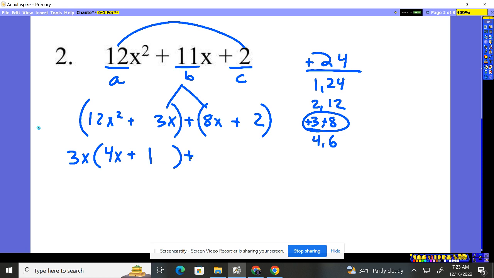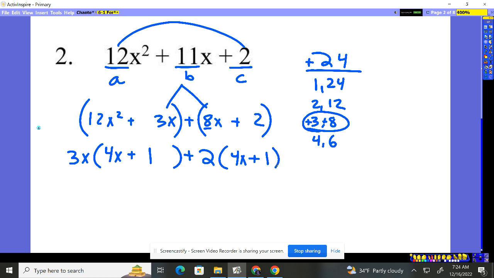Let's come to this piece, 8x and 2. What number is the greatest common factor there? A 2, so we factor 2 out. 2 times 4 would give me the 8, and then I have an x. 2 times 4x is 8x, yes. Plus 2 times what gives you the 2?